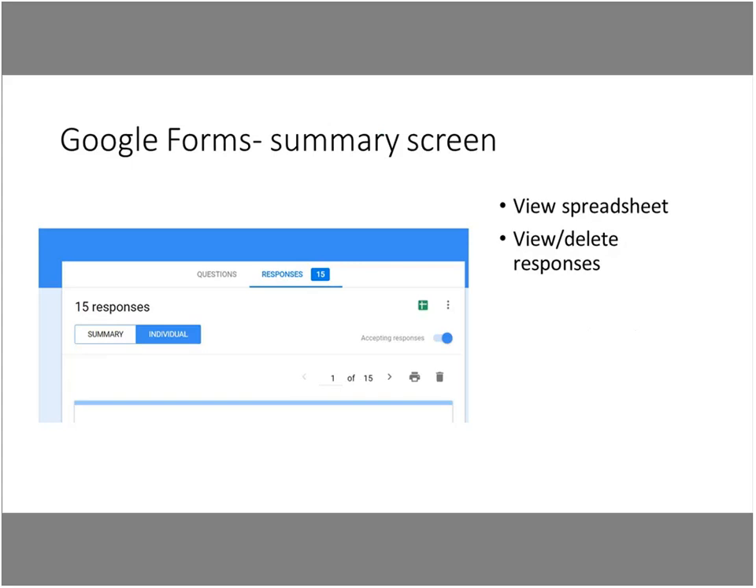So from the summary screen, you can click on the spreadsheet, which is going to give it to me as a Google spreadsheet, so I just have all the answers there. I can also see the individual answers as well.